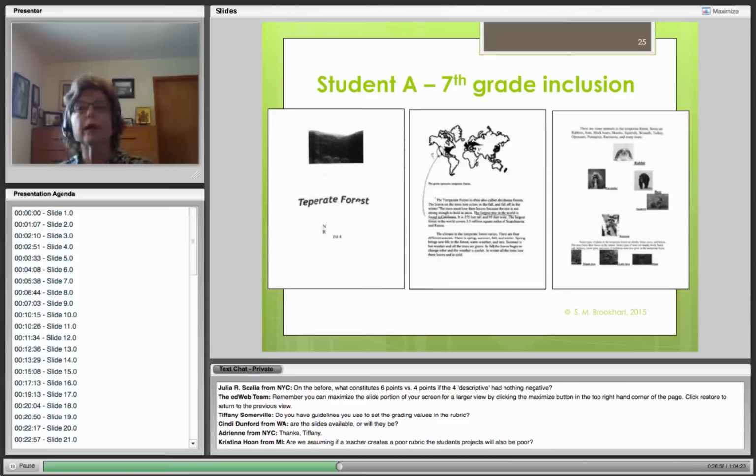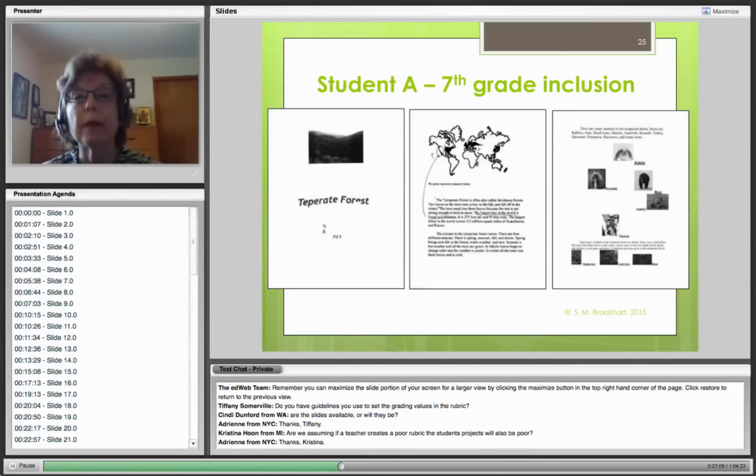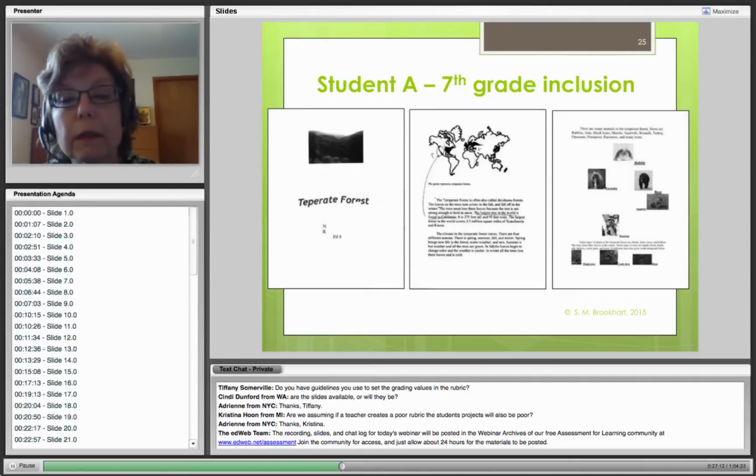So here is the 7th grade inclusion student, and it's 3 pages. He's clearly block and copied pictures from the internet and stuck them in his report. He has the requisite number. He has a map. He has 2 paragraphs of content.